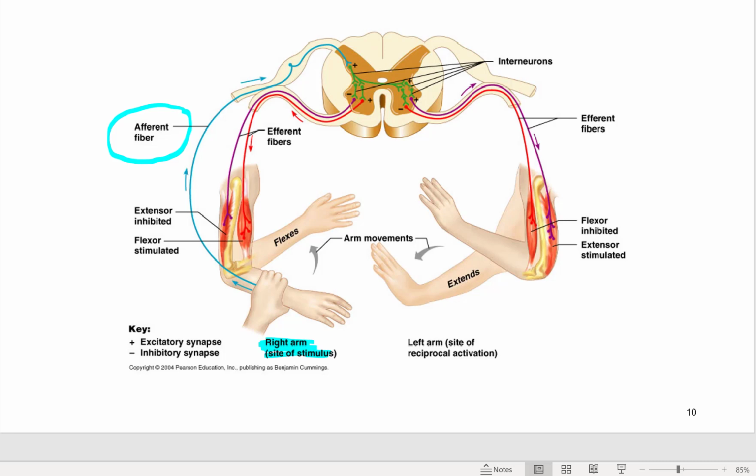Whichever limb is being pulled or hurt, that's going to be the limb that's going to pull away. If you're being hurt or cut, you withdraw your hurt limb. You bring it in close to you. You want to protect it. That's why this is called the withdrawal reflex arc. But the other side of your body extends.